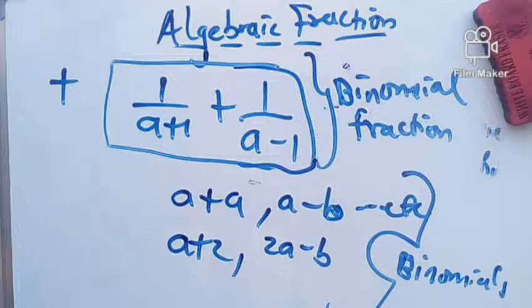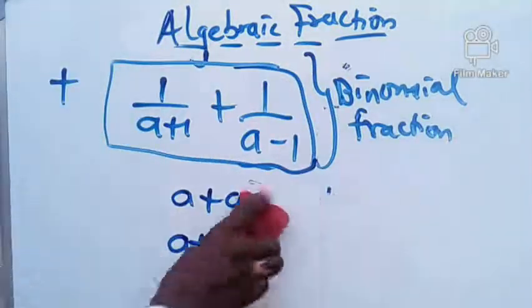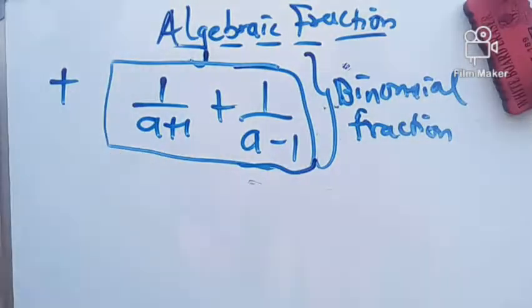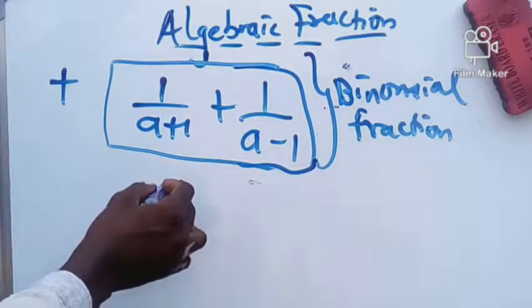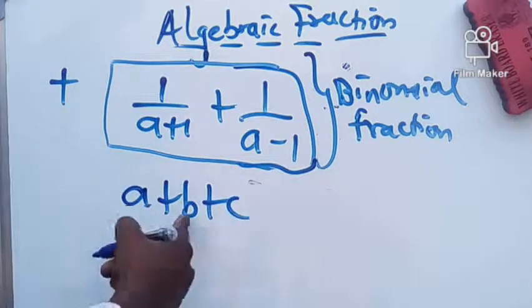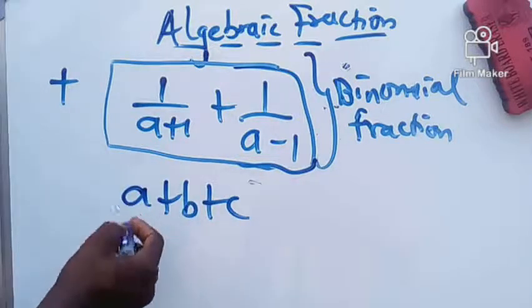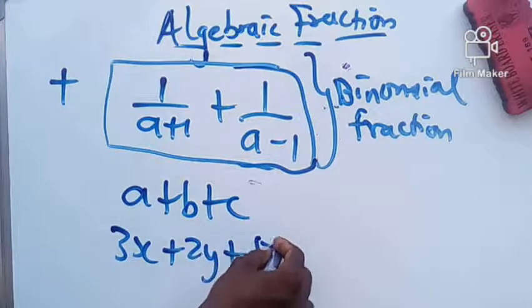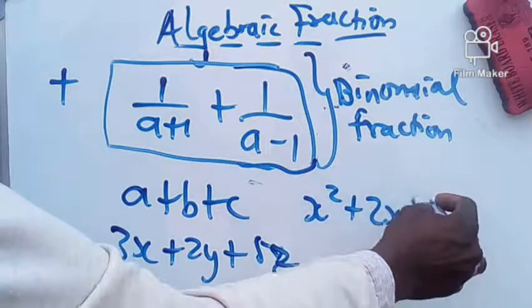Now, in the same vein, when you come across three different terms joined together by addition or subtraction, we call it a trinomial expression. Such as if I have something like a plus b plus c, different terms joined together by addition or subtraction, maybe even a combination of numbers, let's say 3x plus 2y plus 5z, or x squared plus 2x plus 3.